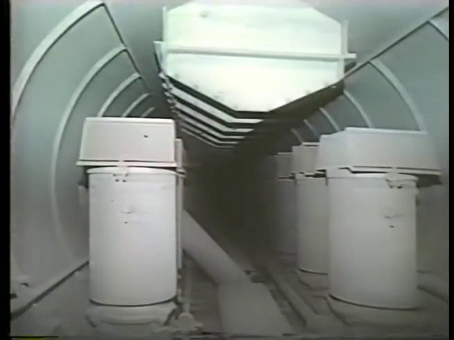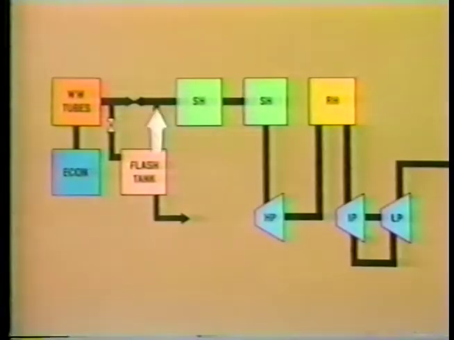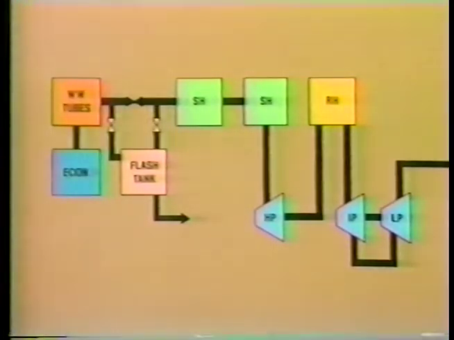Inside the flash tank are moisture separators and dryers similar to those found in conventional steam drums. These components make it possible to separate the water from the steam. The steam continues from the flash tank to the primary superheaters, secondary superheaters, and on through the HP turbine, reheater, and IP and LP turbine sections. Water remains behind in the flash tank and is drained to the condenser.